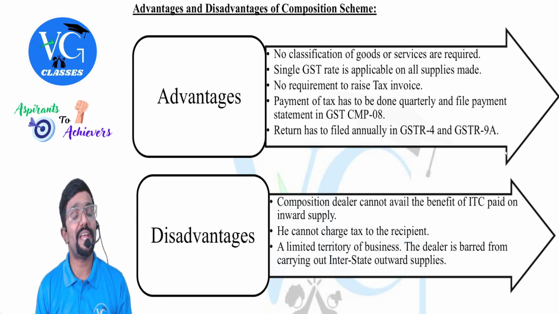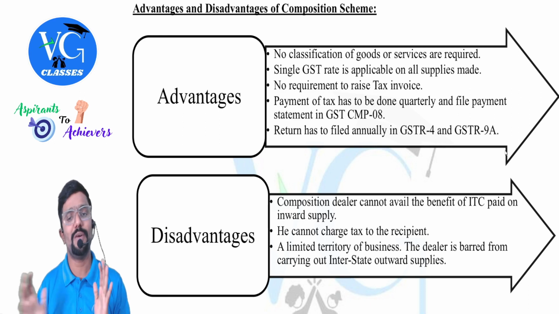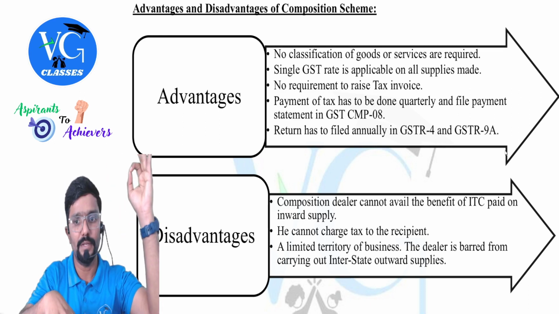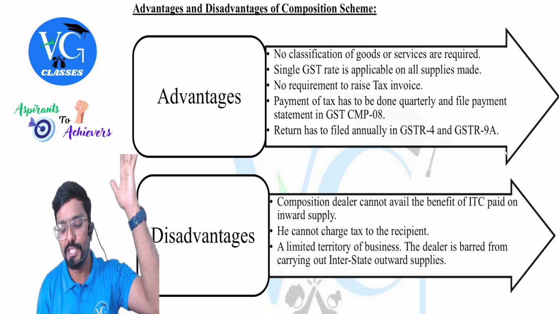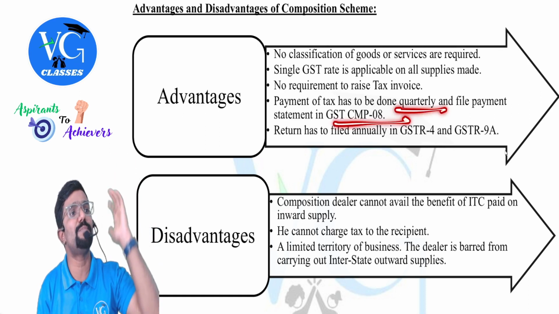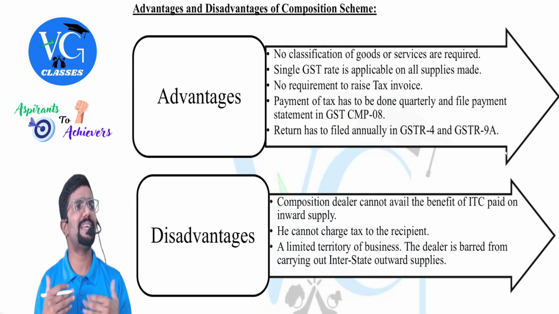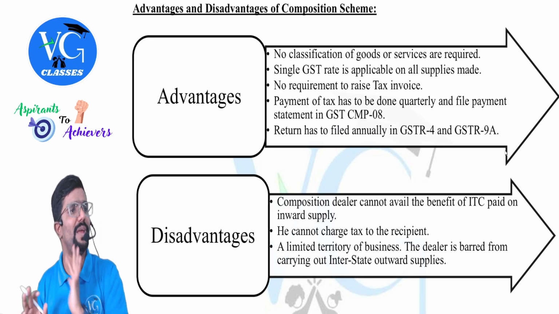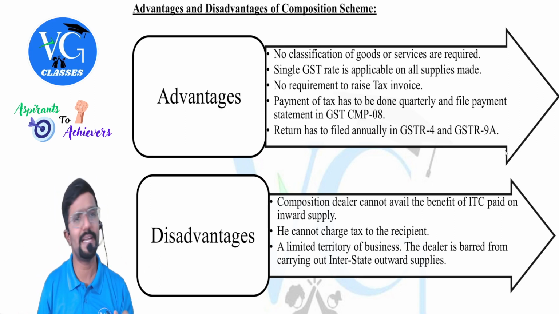Next, no requirement to raise tax invoice. I need not give tax invoice to my recipients. Payment of tax is done when, guys? Quarterly. And file a payment statement in GST CMP 08. We call this the payment statement. Okay, I need to pay tax quarterly, April, May, June. Pay it in July.